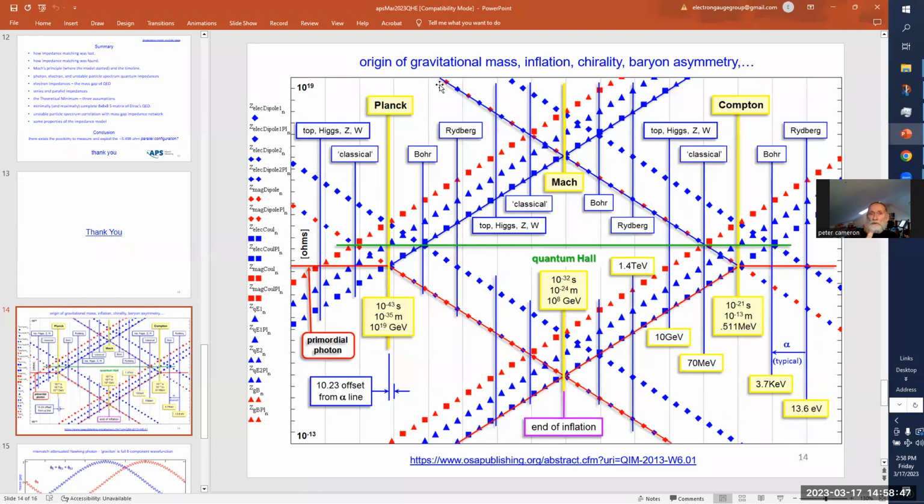Again, the vacuum wave function is the same at all scales, so the Planck particle looks like the electron, except it's at the Planck length in this model, and there's an event horizon sitting there.